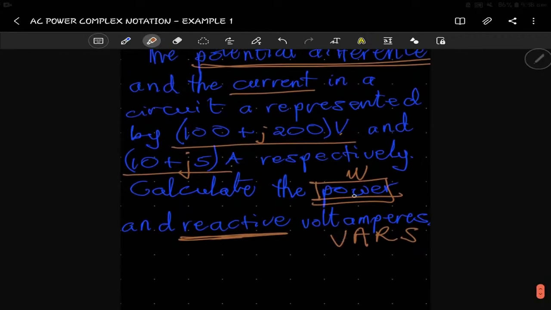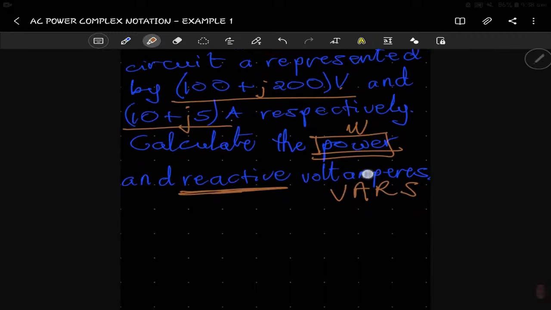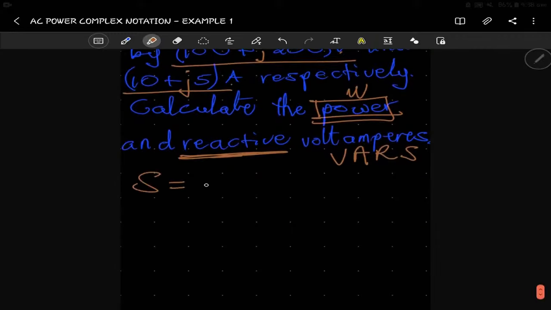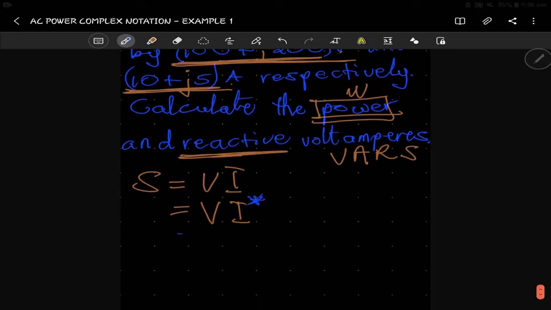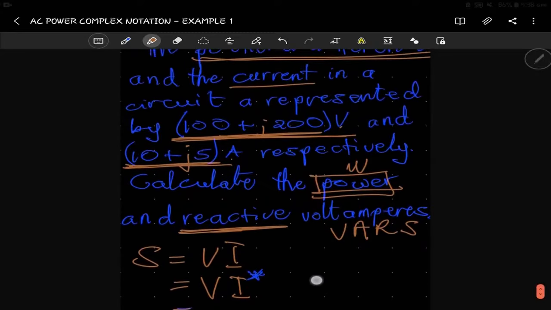So before we do this, we have to find the apparent power before we can find this. So we know apparent power is equal to VI. But if we are doing any computation that already has the values of V and I in complex notation, in this polar form, S is equal to V I asterisk. The asterisk means that we conjugate the current. Just to mean that we have V, where V is 100 + j200.